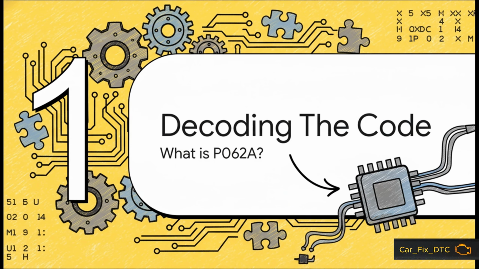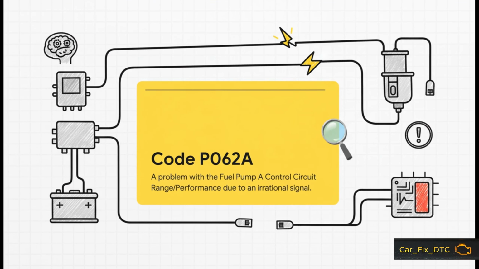All right, so what is your car actually trying to tell you with this P062A code? I promise it's not as cryptic as it sounds. Let's translate this into plain English. In a nutshell, P062A means your car's main computer, the control module, has spotted something, well, weird with the fuel pump's electrical circuit. It's getting a signal back that just doesn't add up. It's irrational. This tells us the problem is somewhere in the system that powers and controls your fuel pump.